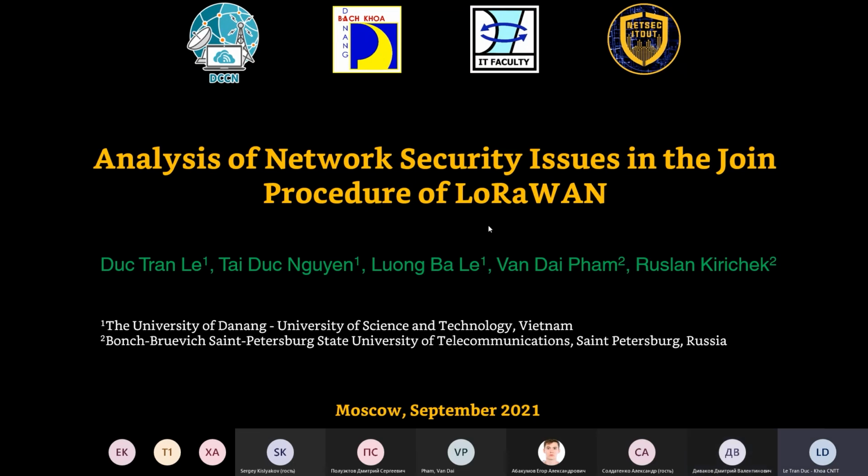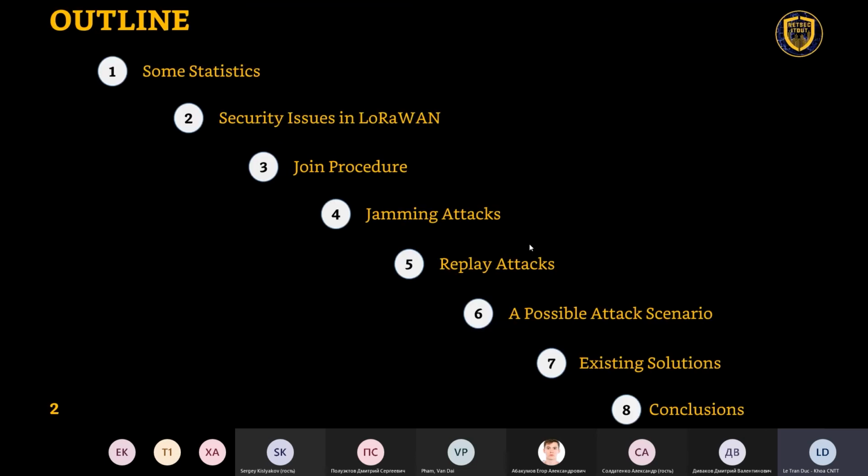Okay, perfectly. Thank you. My name is Legend, and it is my pleasure to present our research at DCCN 2021. So today I would like to talk about the network security issues in the join procedure of LoRaWAN. Here is the outline. It's quite long, but don't worry, I will summarize the things and make it short. We will talk about security issues, a little bit about the join procedure, and we will analyze jamming attacks and replay attacks, and we suggest a possible attack scenario. I will talk a little bit about the existing solutions at the end of this presentation.